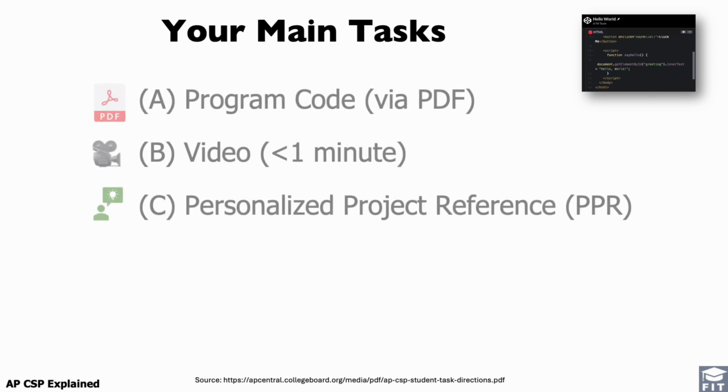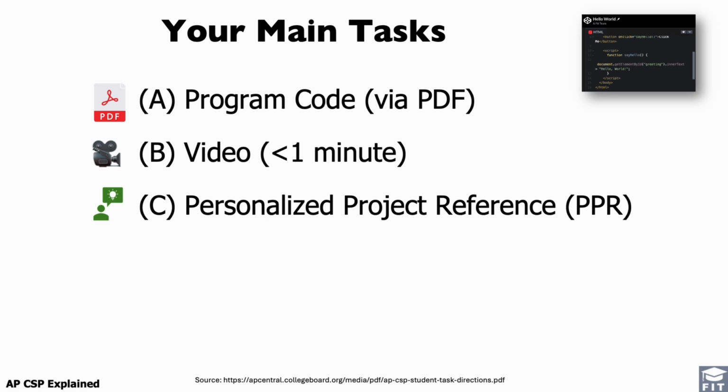Your submission includes 3 components. A. Program code. Submit a PDF of your complete program code with comments. B. Video. Record a short video under 1 minute, showing your program's input and output in action. C. Personalized project reference, PPR. Upload 4 screenshots of key parts of your code: procedure definition and call, list creation and use.